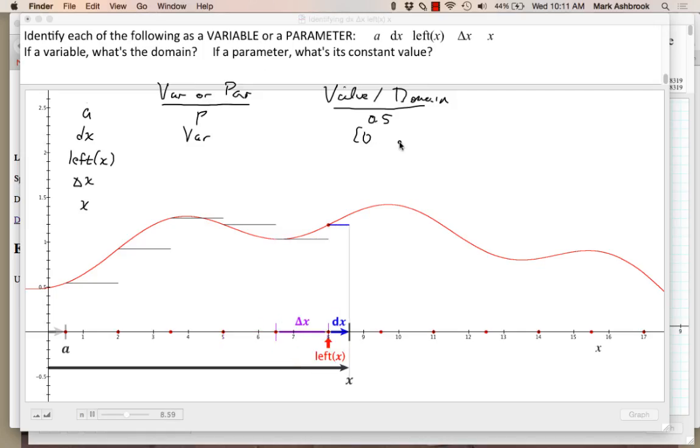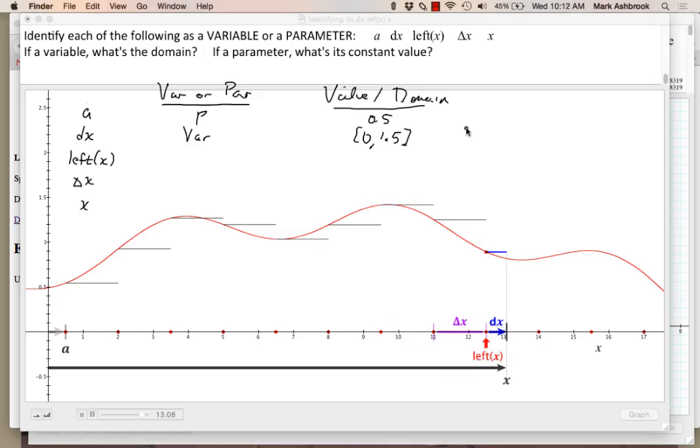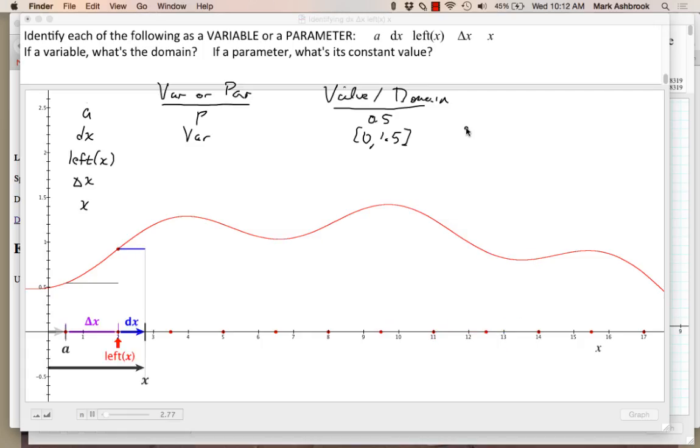The length of the blue arrow is showing you the current value of dx. So it starts at 0. And then what's the maximum value of dx? 1.5. And once it hits 1.5, it starts over in a different place. Does everyone see that? The values of dx are represented by the length of those blue arrows. It always starts at 0, and when it hits 1.5, it starts over. So the domain for the value of dx is 0 to 1.5.